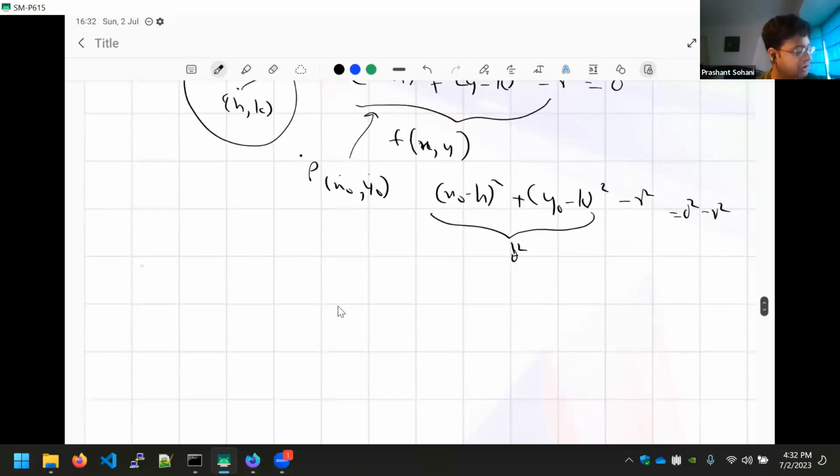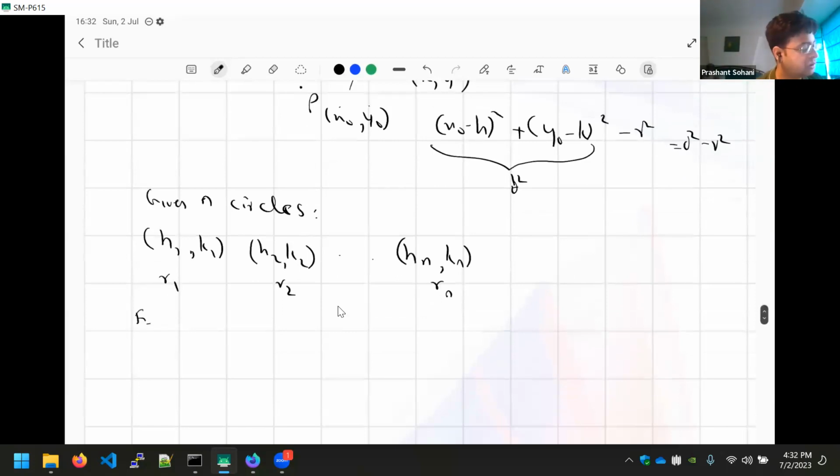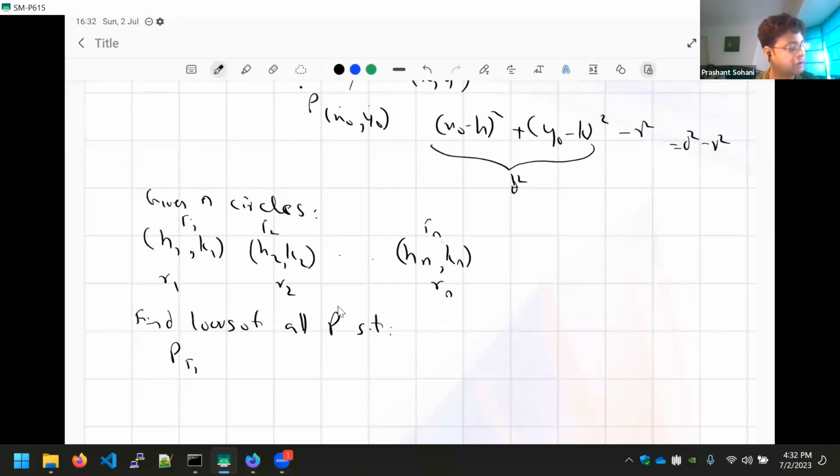So let us say this is the setup. I have n circles, each with their own radius. Let us say the centers are (h1, k1), (h2, k2), up to (hn, kn). These are the n centers of those circles, and we have the n radii, and we want to find the locus of all points such that, if I call these circles gamma 1, gamma 2 up to gamma n, the power with respect to gamma 1 plus power with respect to gamma 2 plus, up to power with respect to gamma n.